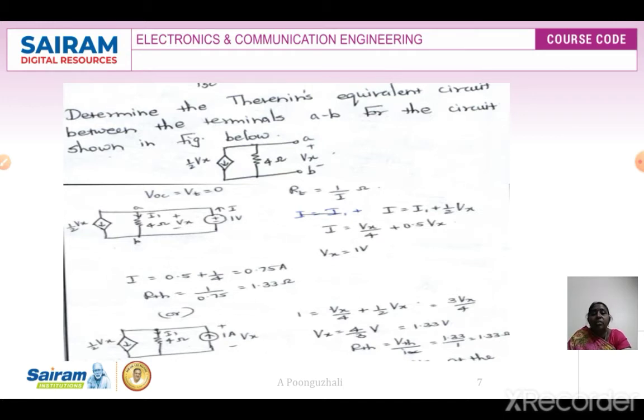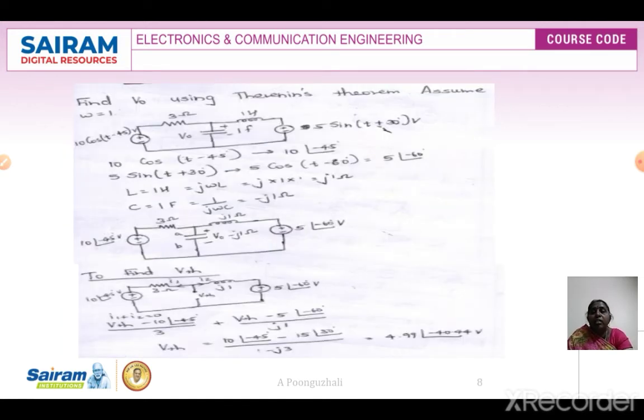1 amps. So it is 1.33 divided by 1. It is 1.33 ohms. So next is find V0 using Thevenin's theorem. Assume ω is equal to 1, the angular frequency.